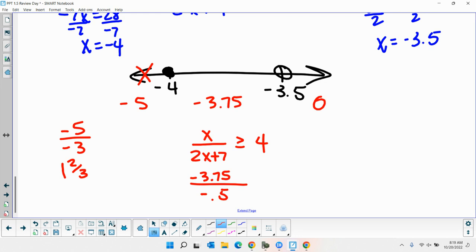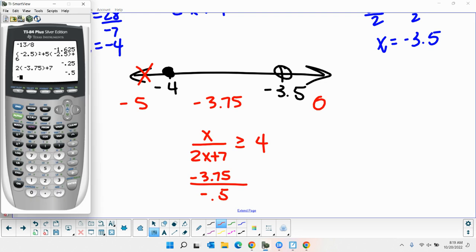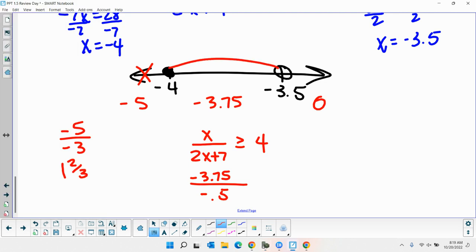Okay, so -3.75 divided by -0.5. I get 7.5. Is that bigger than 4? So that worked. Okay. When I put 0 in, I got 0 up top. So what's that going to give me? 0, right? Is 0 bigger than 4? No, that's why we use 0 because it's so easy. Okay?